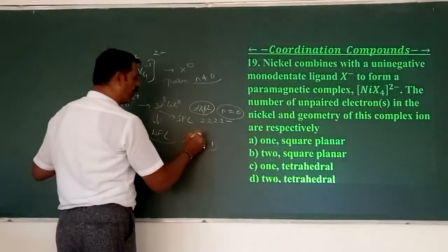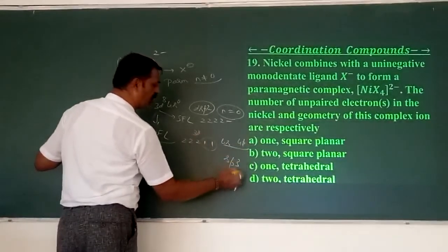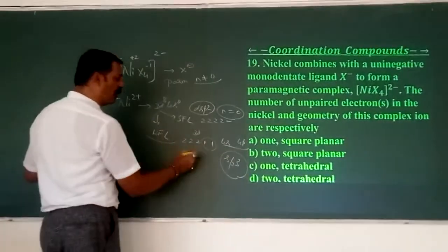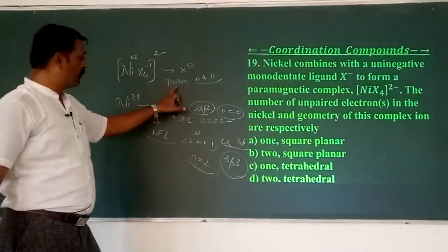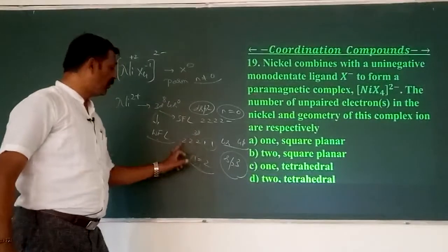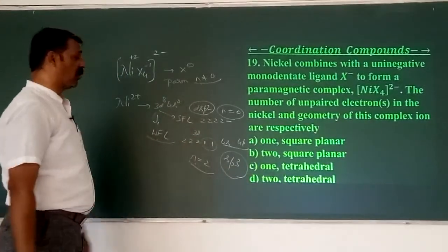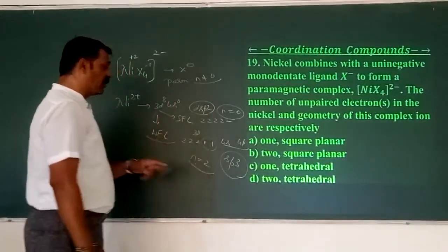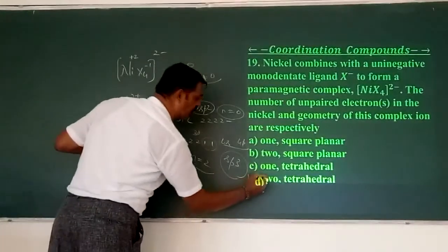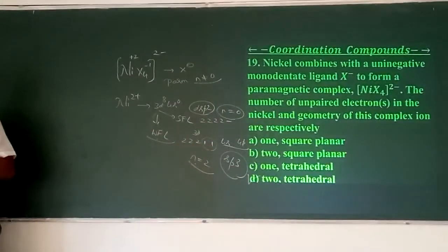This is 3d, then 4s and 4p have been left. Hence it is going to be sp3, with how many unpaired electrons? 2. N is equal to 2 means it is paramagnetic in nature, with sp3 hybridization containing 2 unpaired electrons. Therefore the number of unpaired electrons is 2 along with sp3, meaning it is tetrahedral. Hence it is found to be 19D.